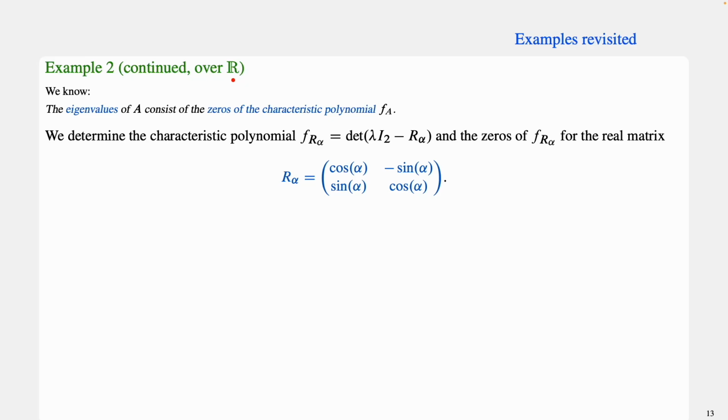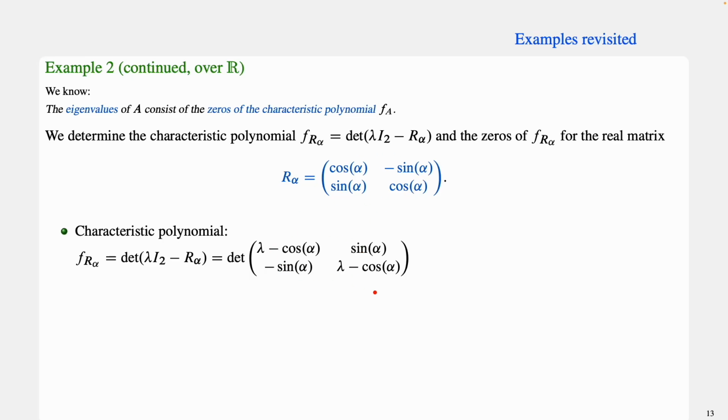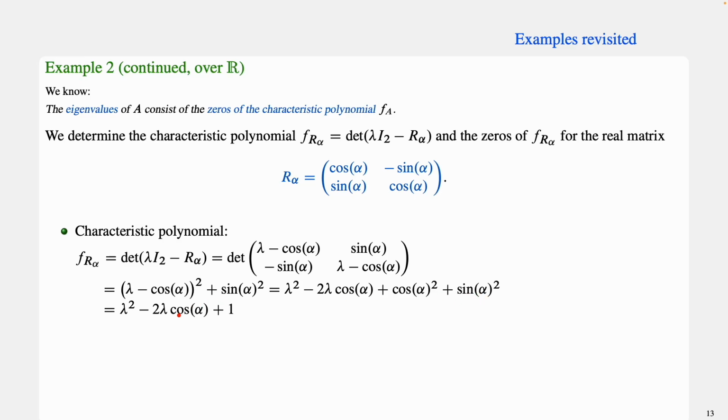Let's look at the other example, the rotation matrix, and now I explicitly state that we take it to be a real matrix in the real plane. And again, we first determine the characteristic polynomial of this rotation matrix. So we take lambda times identity minus this, obtaining this matrix, and then we take the determinant, which is this multiplied by this minus this multiplied by this. And then we get lambda minus cosine squared plus sine squared. We expand this and end up with this expression. And as usual, cosine squared plus sine squared just equals 1. So the resulting characteristic polynomial is lambda squared minus 2 times lambda cosine alpha plus 1.